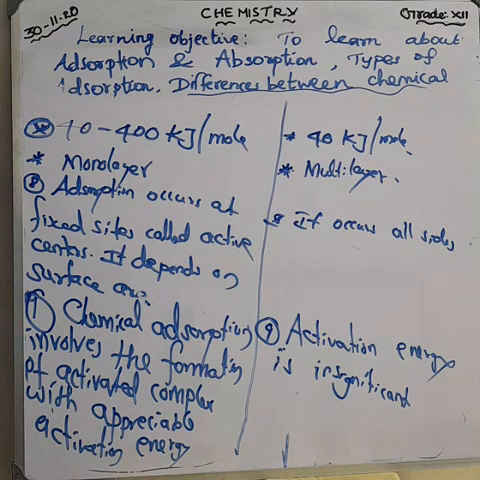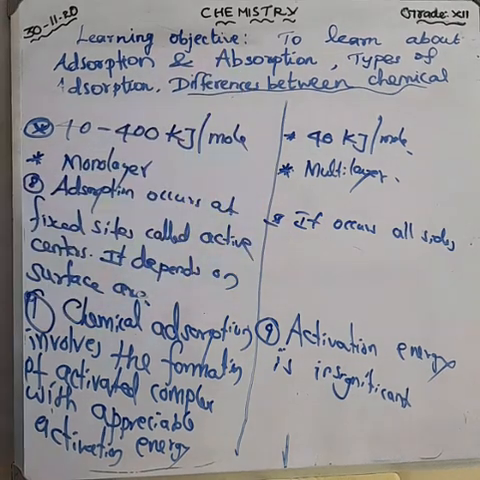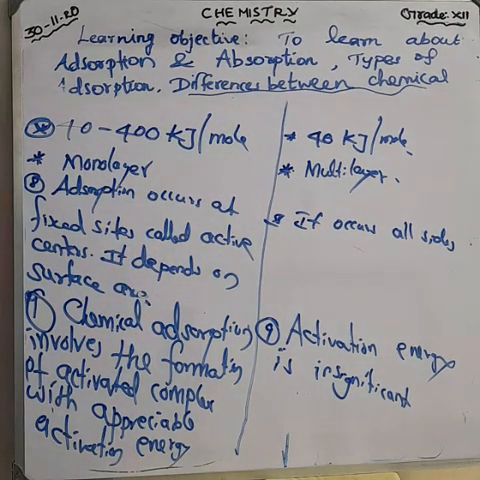Chemical adsorption has only one layer, a monolayer. Physical adsorption has multi-layers. Adsorption occurs at a fixed site called what? Active centers. Physical adsorption occurs on all sides. Chemical adsorption involves the formation of an activated complex, and here the activation energy is appreciable. In physical adsorption, it is insignificant.